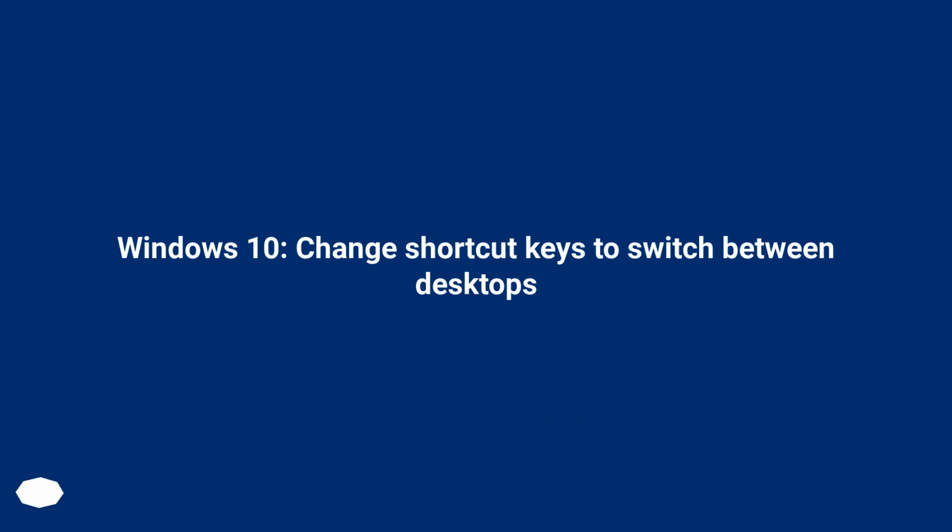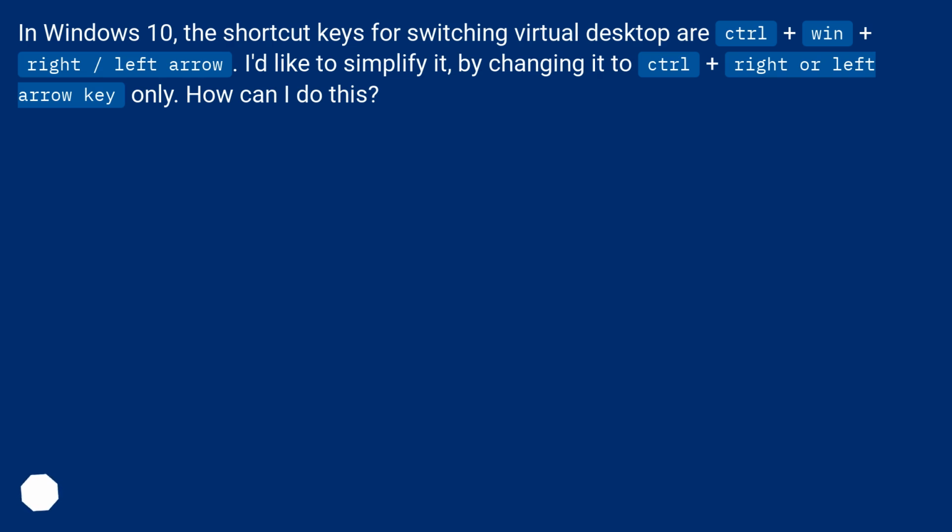Windows 10, change shortcut keys to switch between desktops. In Windows 10, the shortcut keys for switching virtual desktop are Ctrl plus Win plus right, left arrow. I'd like to simplify it by changing it to Ctrl plus right or left arrow key only. How can I do this?